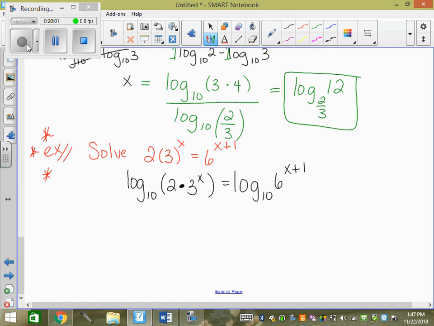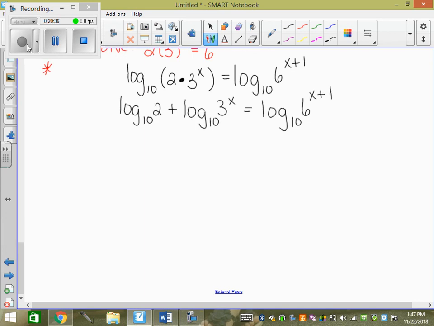When I have log base 10 of 2 things multiplied, what can I do? Expand them by? You guys remember you can take addition and put them together as multiplication, but you always forget that you can take multiplication and expand it out as addition. This is the only extra step. Log base 10 of 2 plus log base 10 of 3 to the x. And now I'm back to every single step I had before. There is one extra step. That is it.